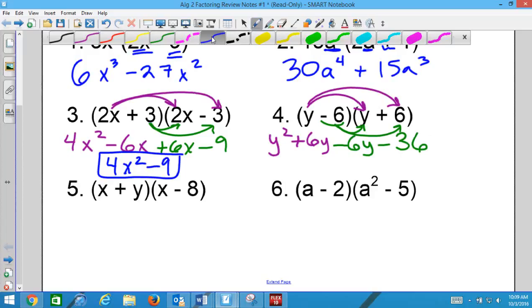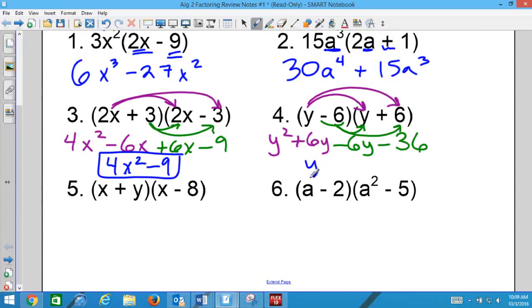We combine their like terms. Nothing is like with y squared. The 6y and the minus 6y cancel, and we get negative 36.